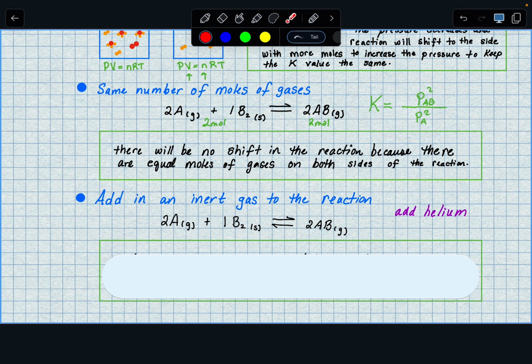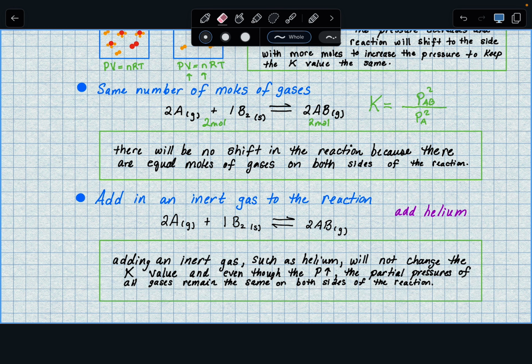The other thing you could do is say that because it's an inert gas, it'll affect both sides the same. So adding an inert gas, such as helium, will not change the K value. And even though the pressure, because there are more gaseous particles, might go up, it goes up on basically both sides. And this doesn't have to be equal moles. These could be different moles. This would still have the same effect in that the partial pressures of the gases remain the same on both sides. So don't try to get talked into an inert gas being added to a reaction.